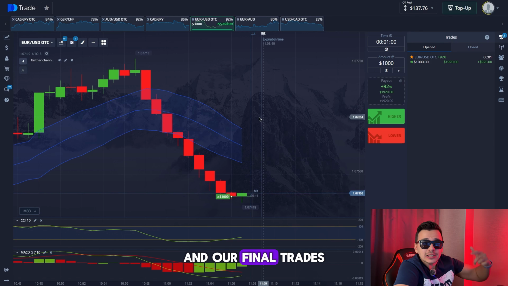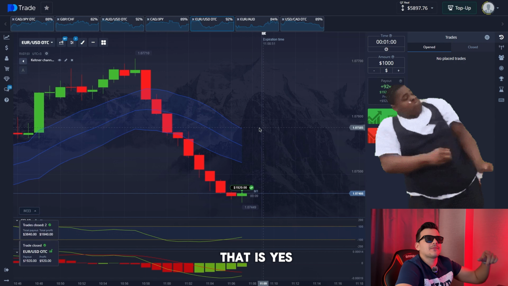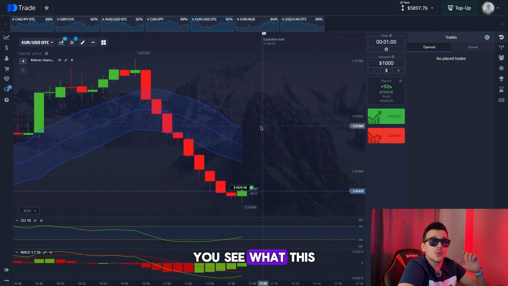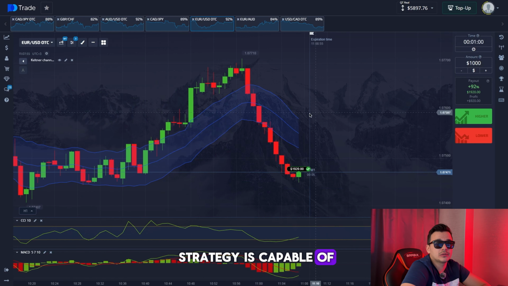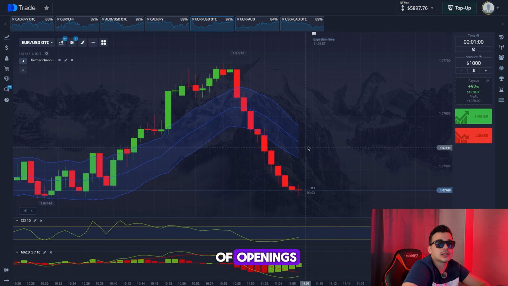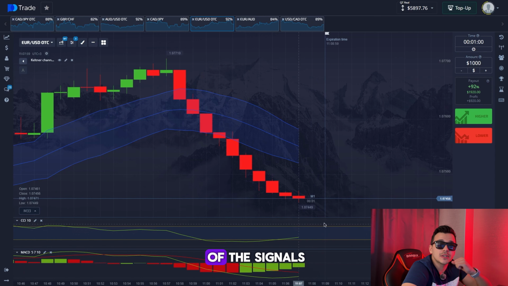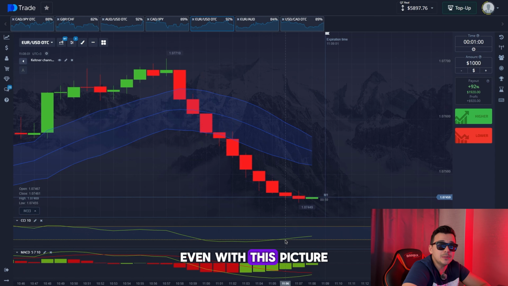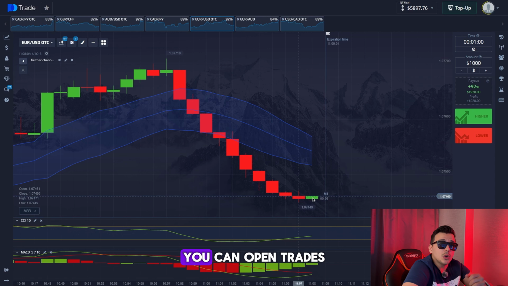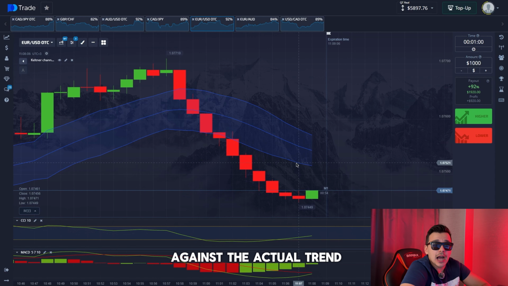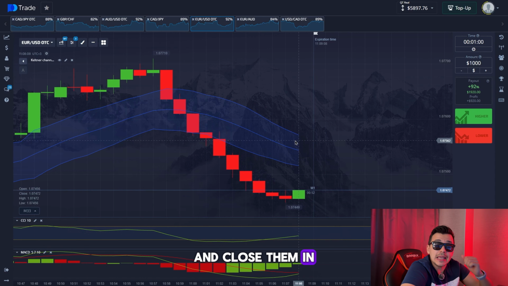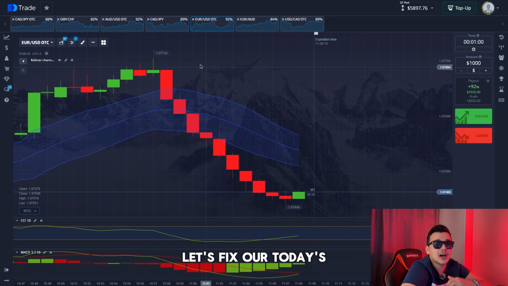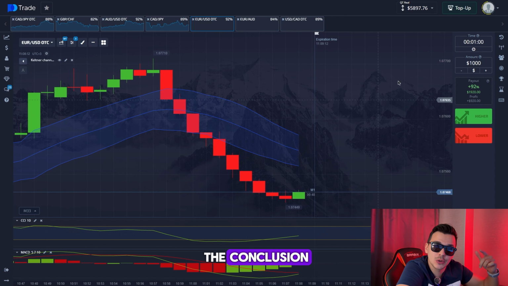And our final trades are closed in plus. That is, yes, you see what this strategy is capable of. With the right level of opening and the right understanding of the signals, even with this picture of movement, you can open trades against the actual trend and close them in the plus. Let's fix our today's profit and go to the conclusion.